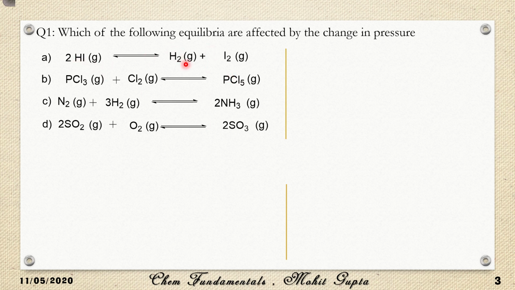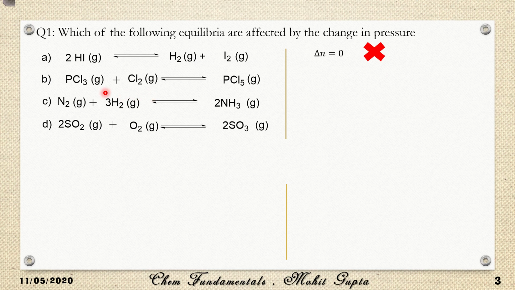2HI is in equilibrium with H2 and I2. So HI is decomposing into H2 and I2. The number of moles on the product side is 2 and the number of moles on the reactant side is also 2. So the number of moles on the product side and reactant side are equal, which means delta n is 0. What is delta n? Delta n is the change in moles from reactant to product. In case of product we have 2 molecules, in case of reactant we have 2 molecules, 2 minus 2 is 0. Hence there won't be any effect on the equilibrium if we increase or decrease the pressure.